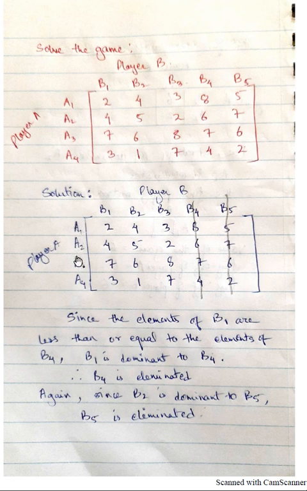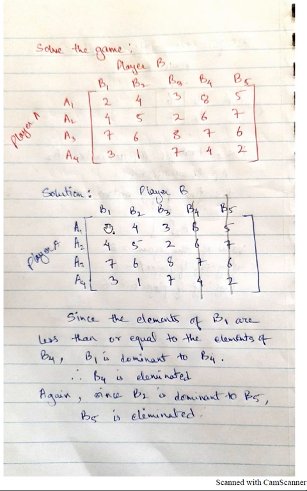Again let us compare A1 and A3. 2 is smaller than 7, 4 is smaller than 6, 3 is smaller than 8, but 8 is bigger than 7. So here again we don't have a strictly dominant strategy between A1 and A3, and likewise if you compare among different strategies, you will find that there are no dominant strategies as of now between the strategies available to player A. Now let us move to player B.